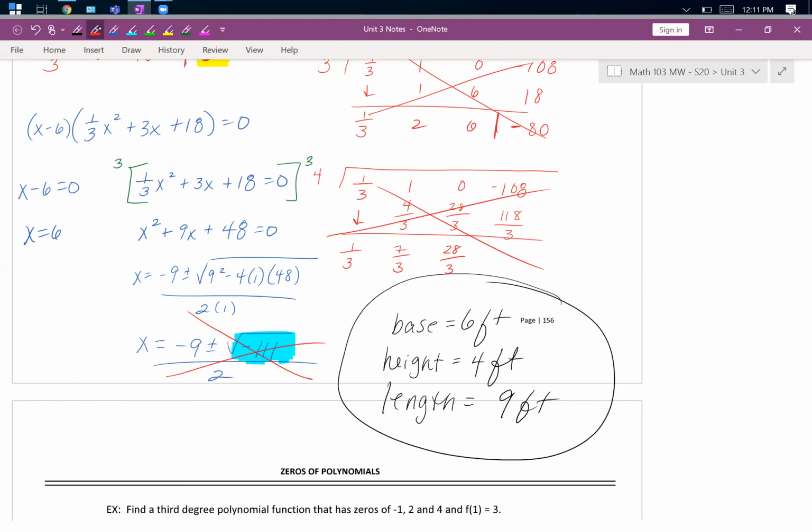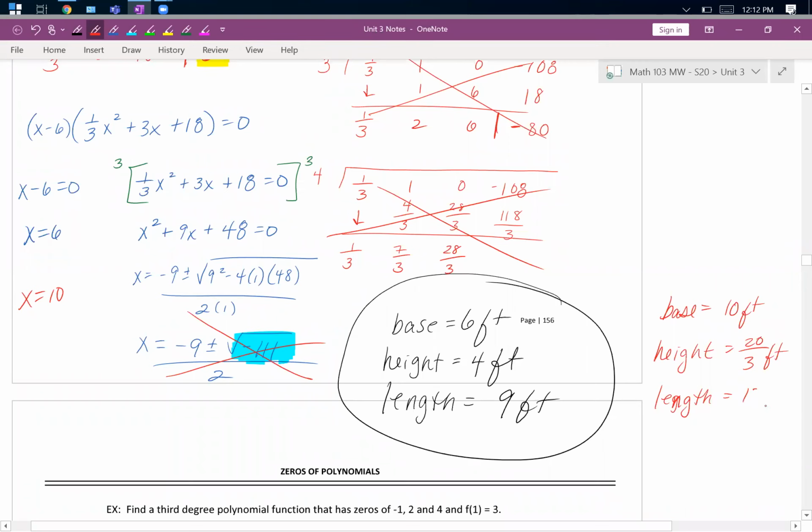So say we ended up somehow getting x equals 10 as well as a viable solution. If that was the case, we would just have a second set where the base equals 10, the height equals 2/3 of that, so 20/3, and then the length would be 13. So we would just have two sets of answers.